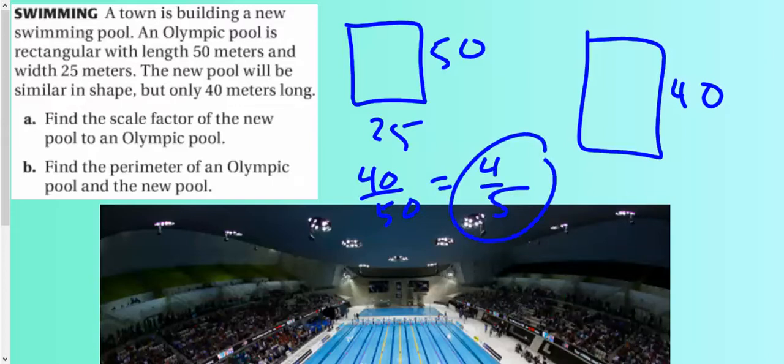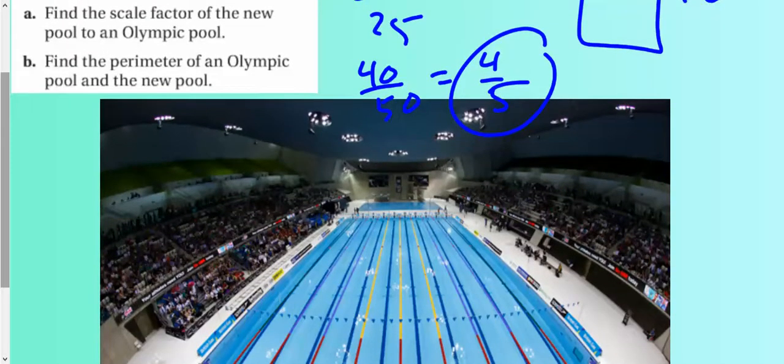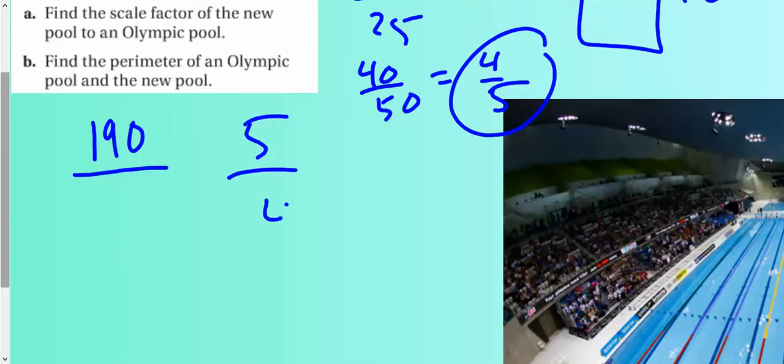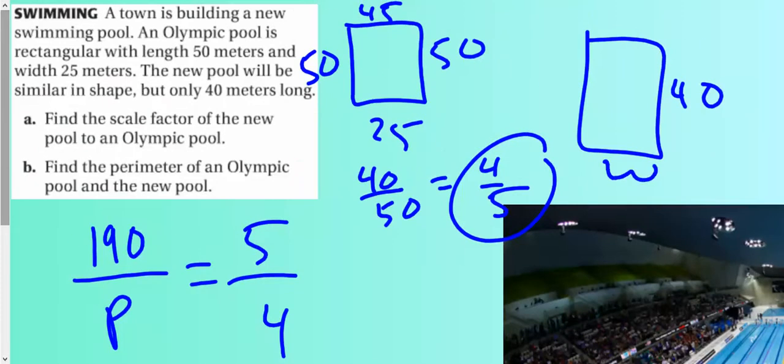Find the perimeter of an Olympic pool. You can either find the width here, or you could just say, well, I know that the perimeter is 50, 50, 45, 45. So that's 190. I'm going to move this picture here, get this out of the way. 190 is the Olympic pool. And then you could do this here. That would be one method of solving it. The other method is to find the width here using the scale factor and then add up all four sides. So either will get you the right answer.